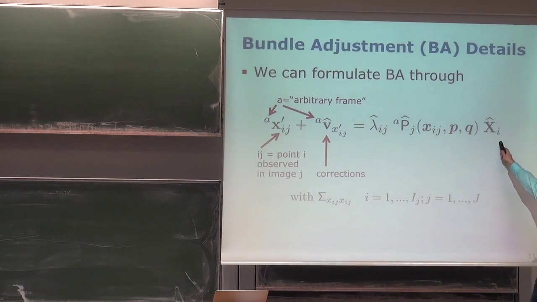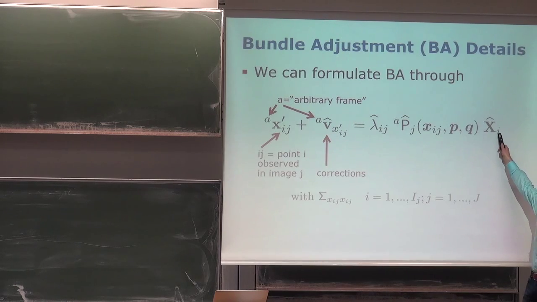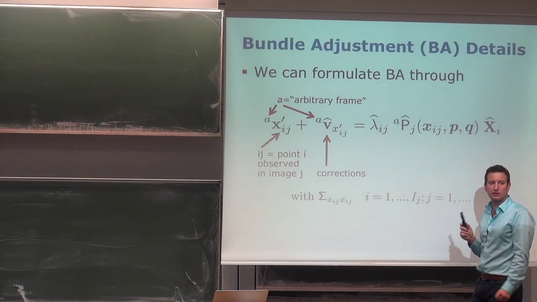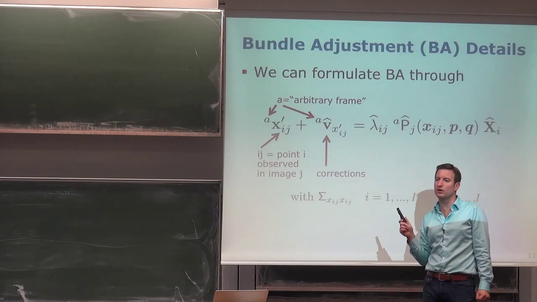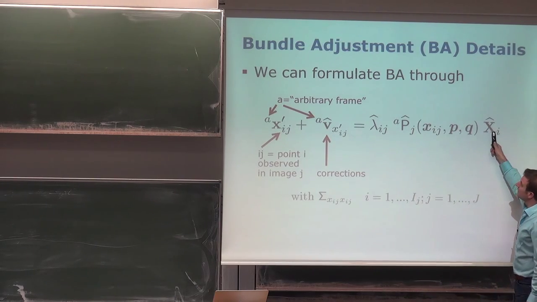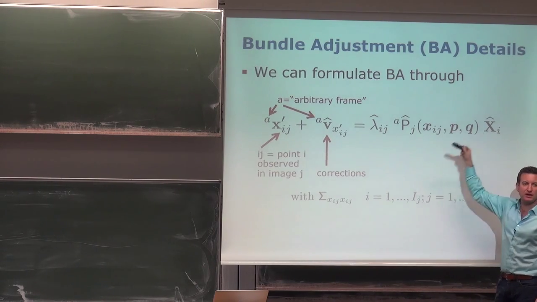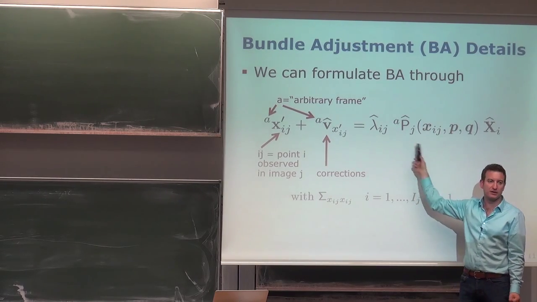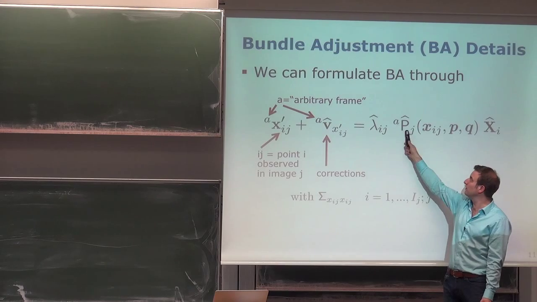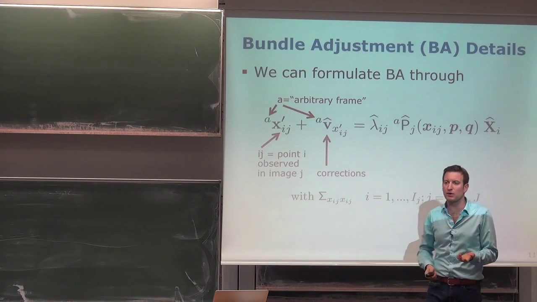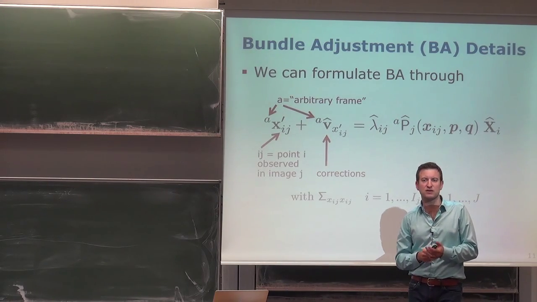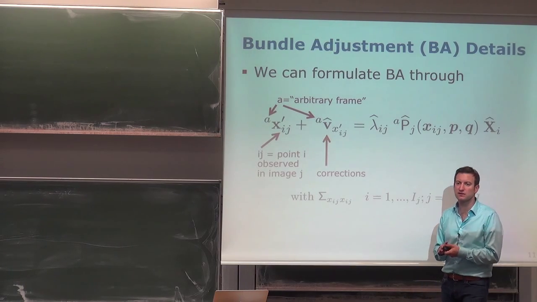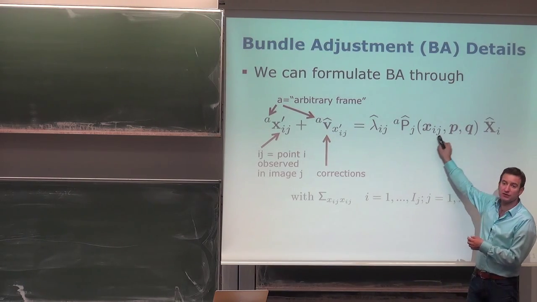This is the 3D location of the point i in the world. So where is this point i in our world? And this is mapped into the camera image through this projection matrix over here. This projection matrix is a different one for all individual images because they have been taken at different locations. And it depends on a couple of parameters.